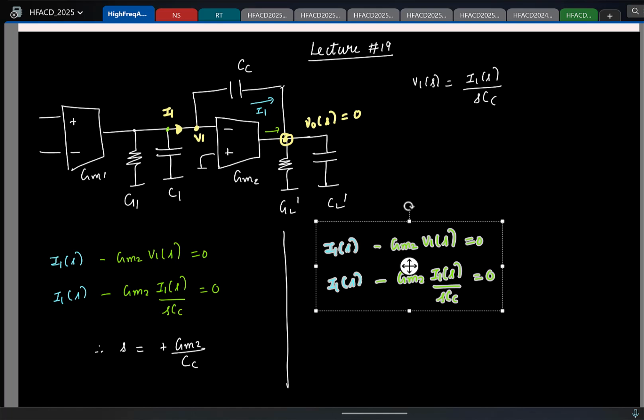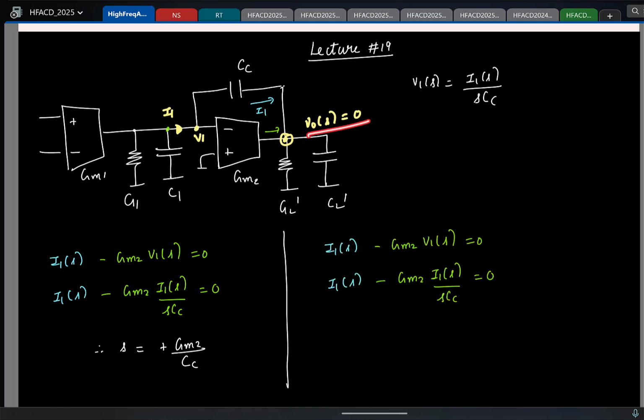Which means that if I assume the output in the Laplace domain to be 0 and try to write the KCL equations, that equation should be satisfied for what value of s? Infinity. If my zero is at infinity, this should be satisfied only for s tends to infinity. As of now, this will not get satisfied for s tends to infinity. Correct? So how should this equation change, at least mathematically, so that this gets satisfied for s tending to infinity?